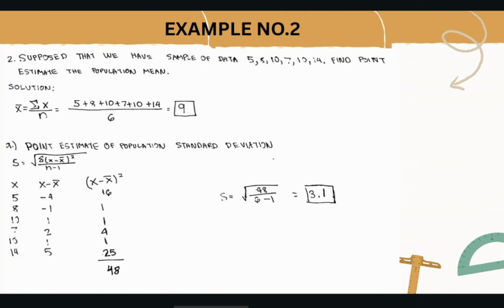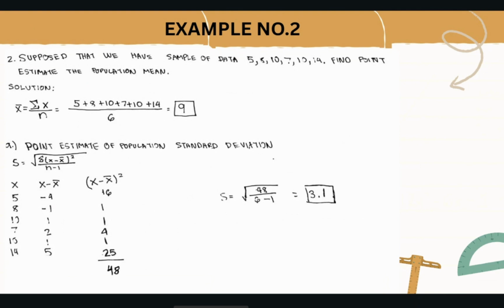For standard deviation, we will use the standard deviation formula, which is s is equal to the square root of the summation of the quantity x minus x bar raised to 2, over n minus 1. We have the same given, the sample 5, 8, 10, 7, 10, 14. And we will get the quantity x minus x bar.